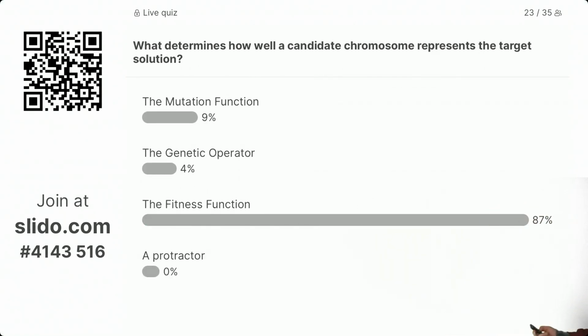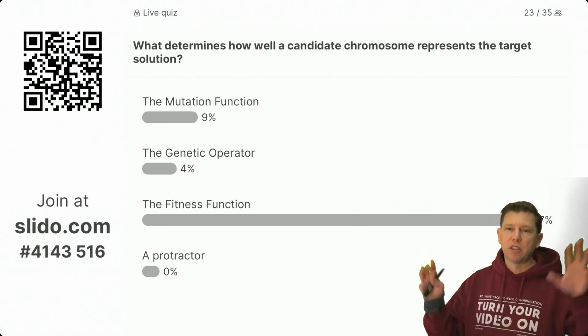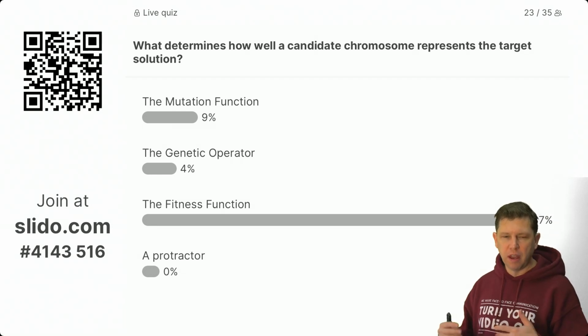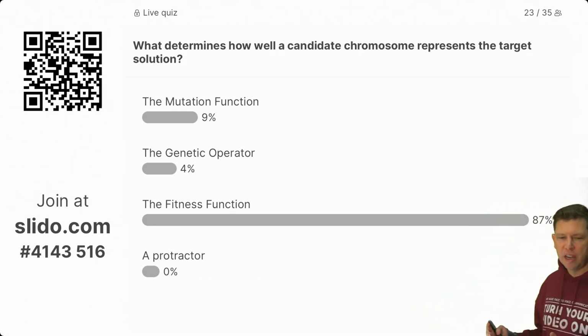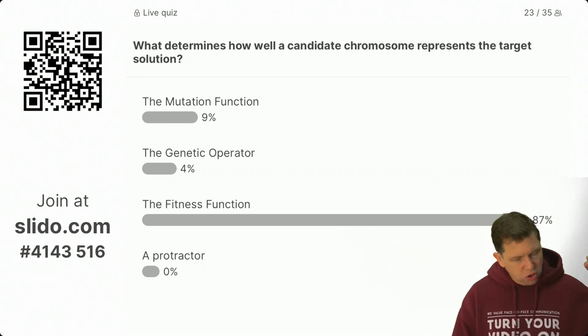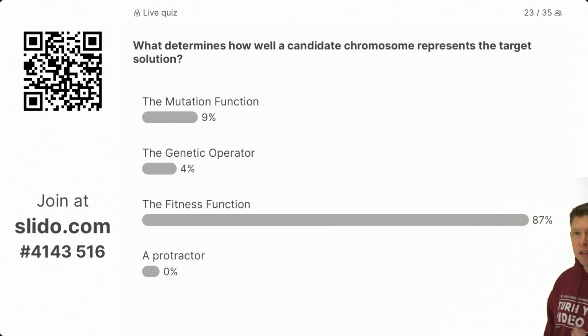And yes, it is the fitness function. The mutation function is the thing that actually messes with stuff to see if we can make it better. A mutation function is a genetic operator, so those are kind of similar. But the fitness function is the thing that we actually feed it to, and it comes back and says, hey, you got a score of 52, or whatever the number is, so you can compare it with different things and see what is more fit.